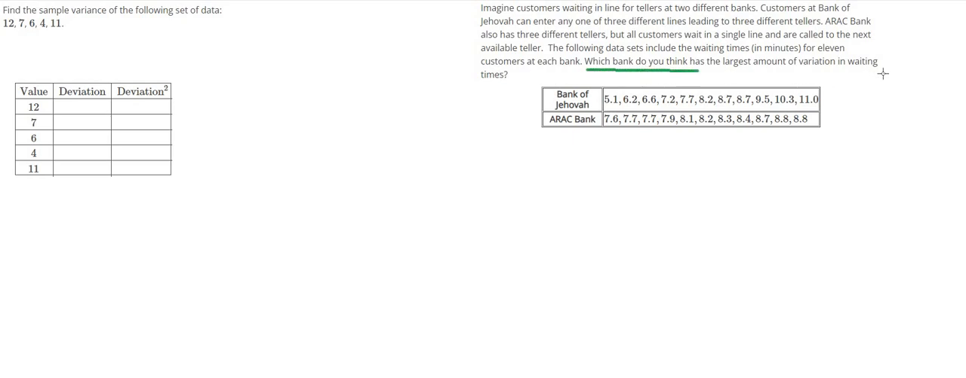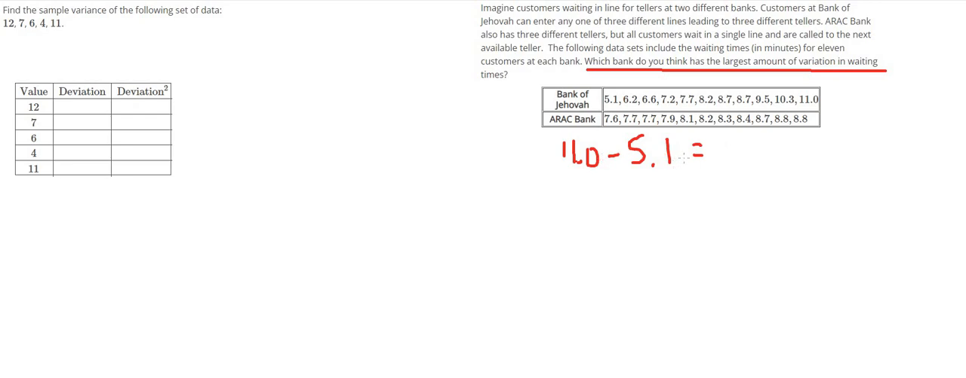So the first question, which is on the right here, is which bank do you think has the largest amount of variation in waiting times? Well, variation basically just tells us how far we are away from the average. Now, informally, we can calculate this, and it's not always going to work like this, but most of the time it will be. We can just take the largest number and subtract it from the smallest. Thankfully in this, that's basically the range.